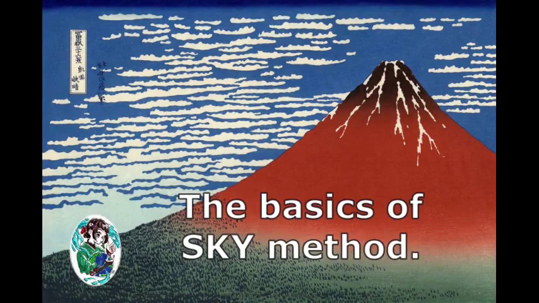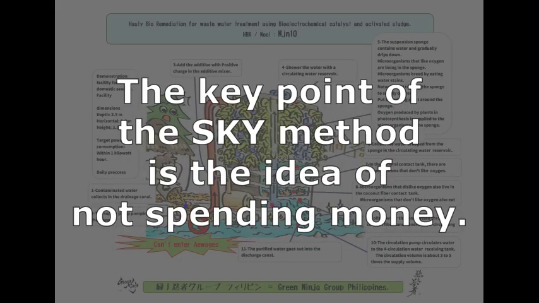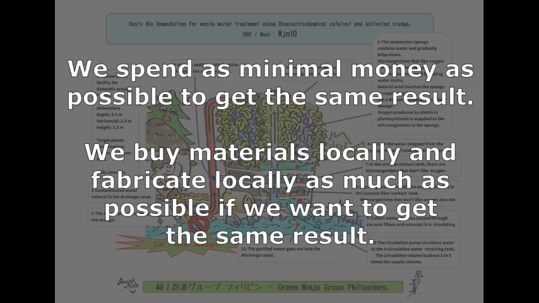Explanation of the basics of Sky Method. The key point of the Sky method is the idea of not spending money. We spend as minimal money as possible to get the same result. We buy materials locally and fabricate locally as much as possible if we want to get the same result.